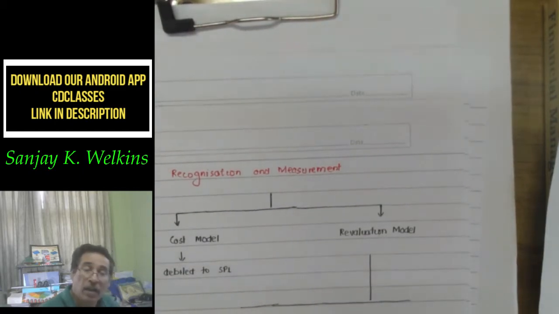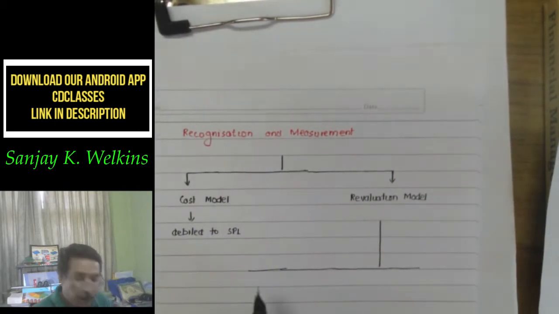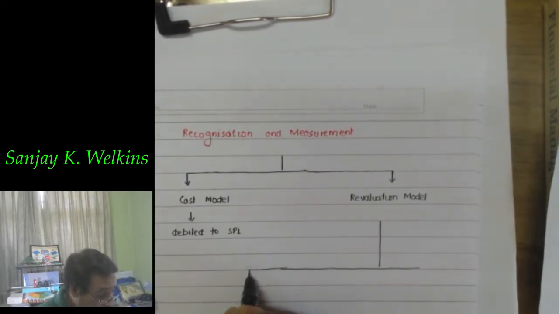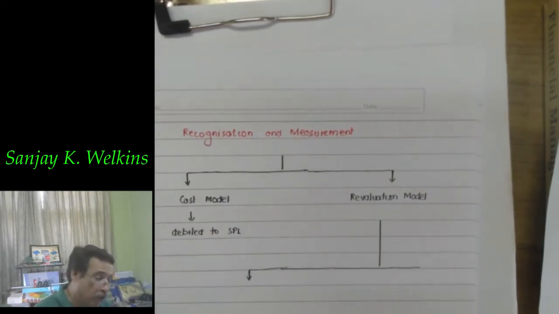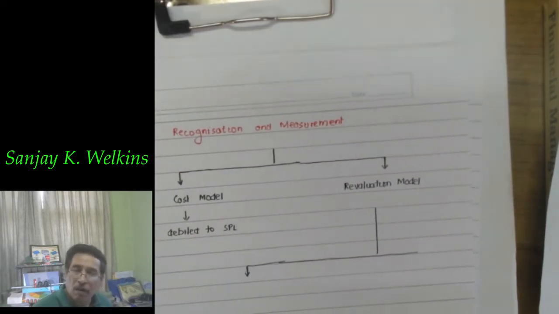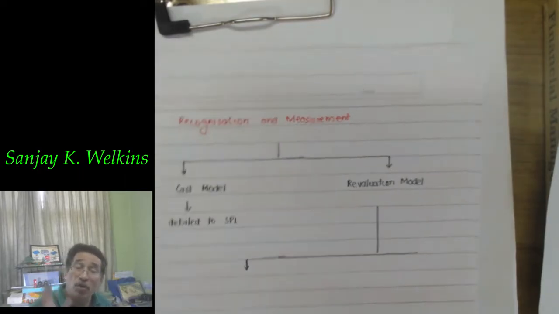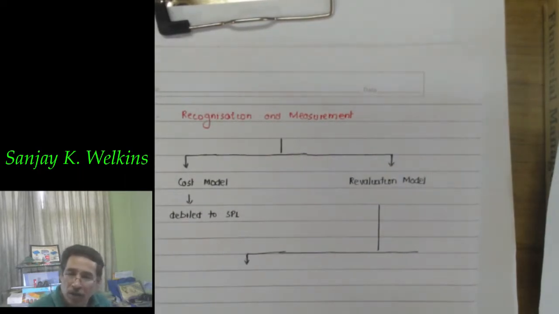If our entity is not following the cost model, it is following the revaluation model. As we know, under the revaluation model, suppose there is some appreciation. What entry would you pass? Because there is an increase, the entry is asset account debit to revaluation reserve account. But this is a possibility only when we are following the revaluation model, correct?